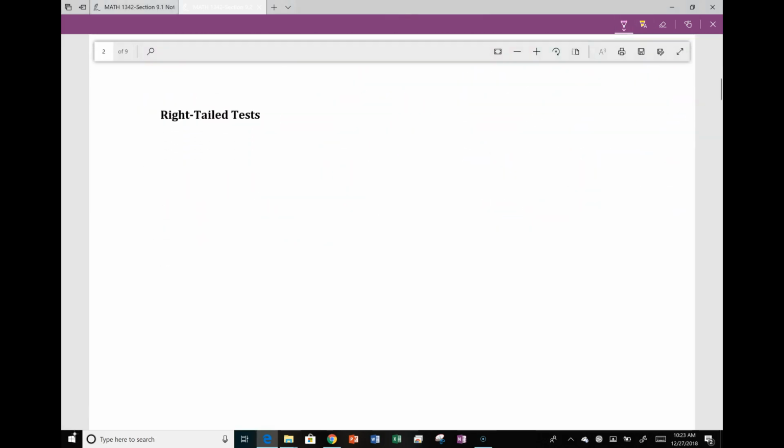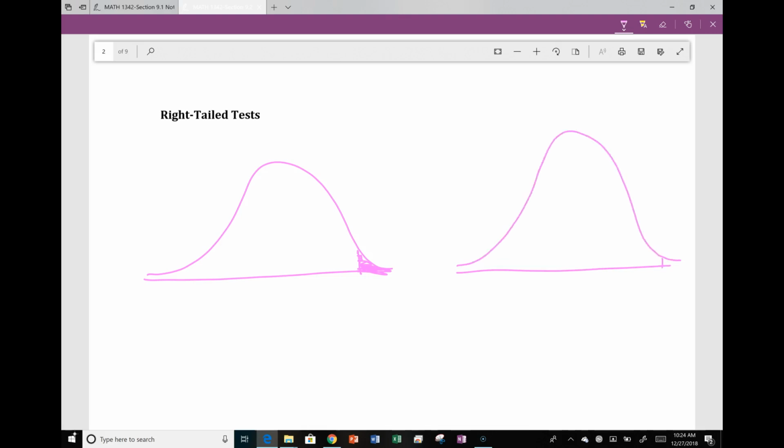A right-tailed test, not a lot changes here. A right-tailed test, we have our normal distributions, and we're going to shade in the right tail down here. And we have our normal distribution again. And we're going to shade in the right tail down here. Okay, so in here goes our entire alpha, which is also called our critical region.